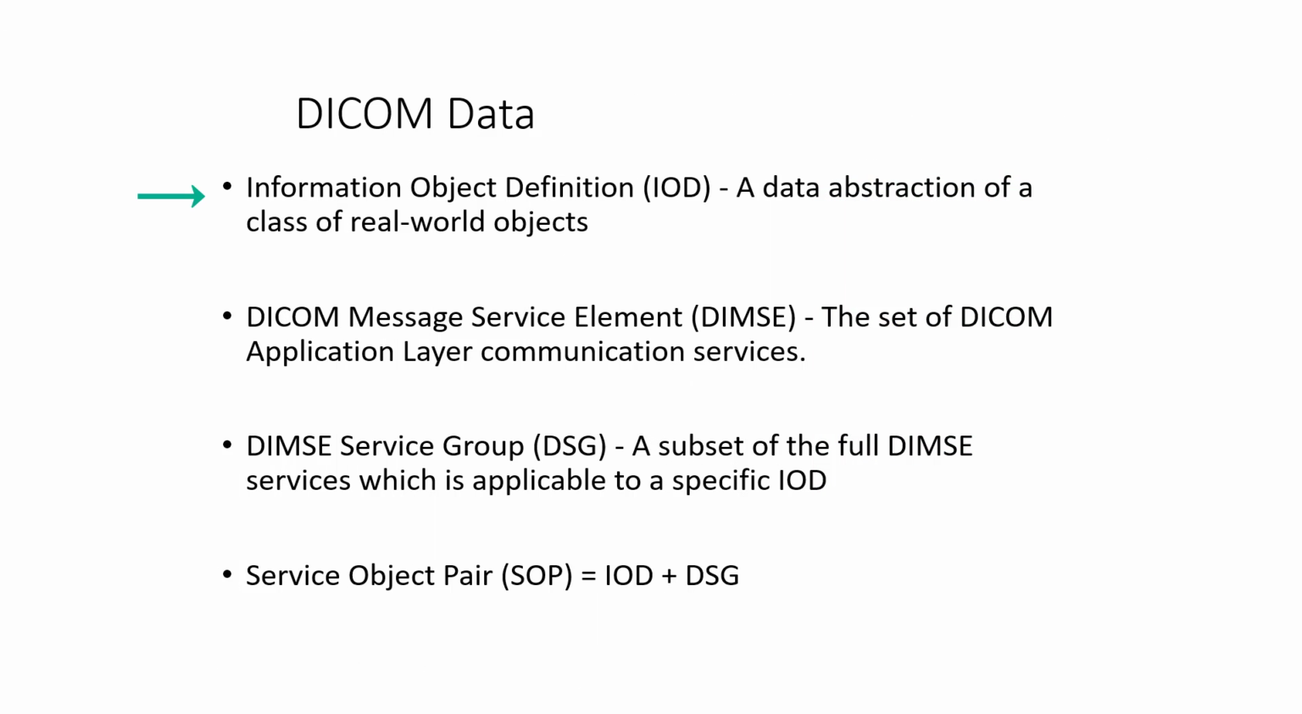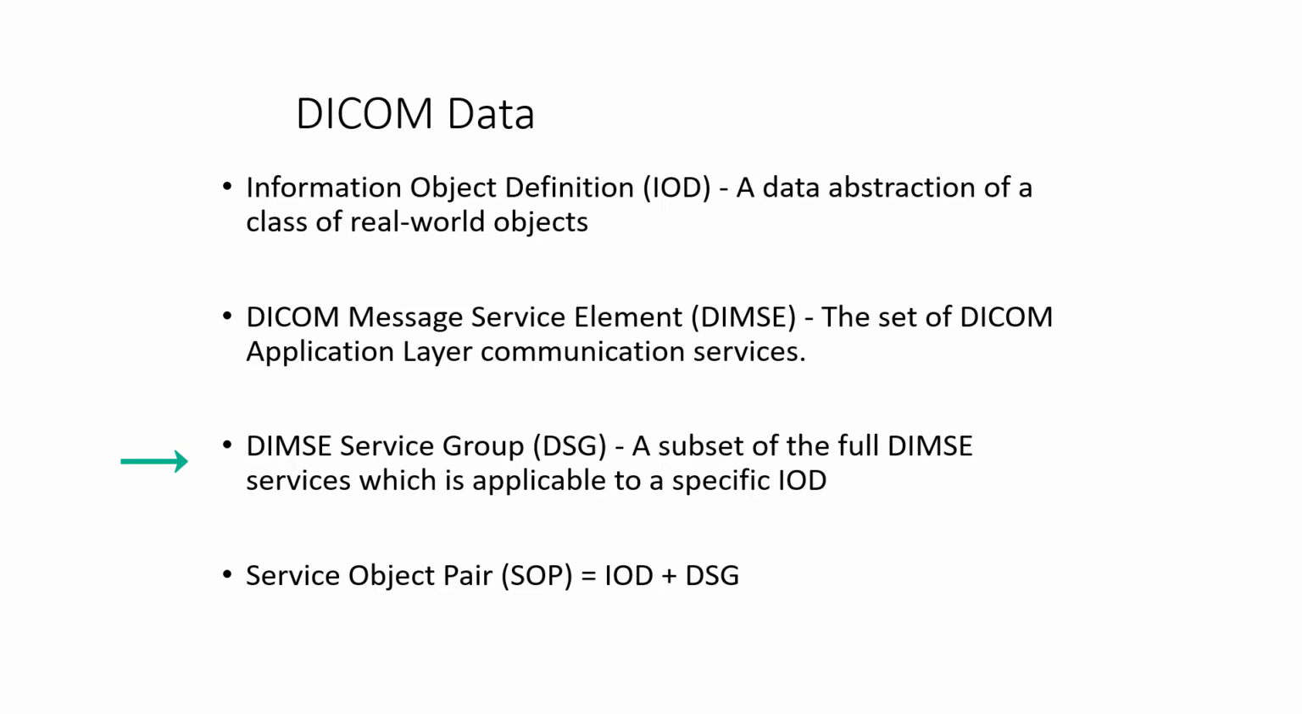Let's take a look at the different types of DICOM data. We have information object data, a data abstraction class of real-world objects, like a CT scan. Next, we have the DIMSE, which we've already reviewed, or DICOM Message Service Element, the set of DICOM application layer communication services. We have DIMSE-C and DIMSE-N.